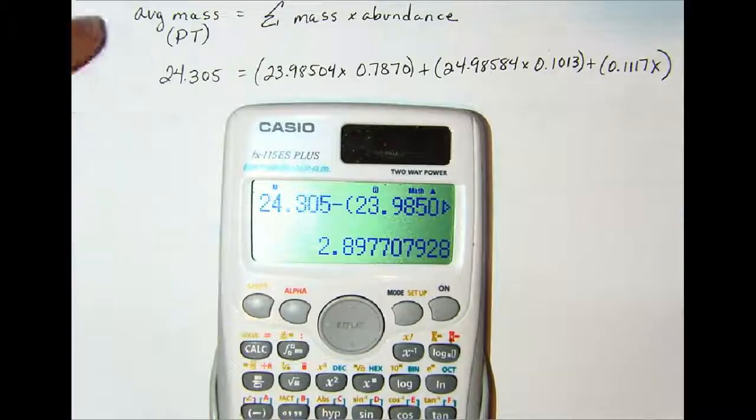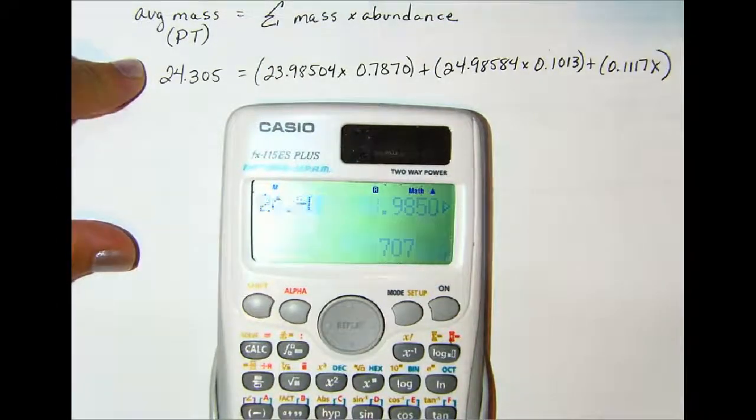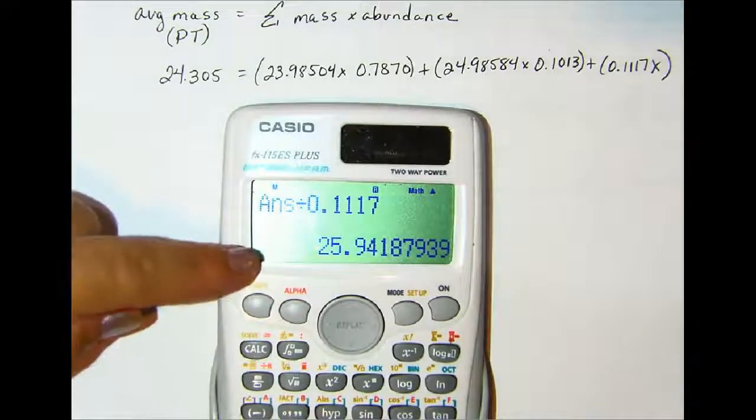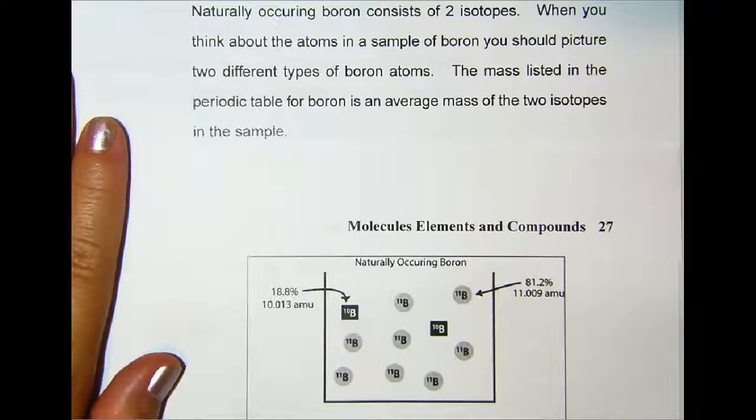And that gives me this value, and all I have left to do now is divide both sides by the 0.1117, and that gets me my x, which is 25.9418.